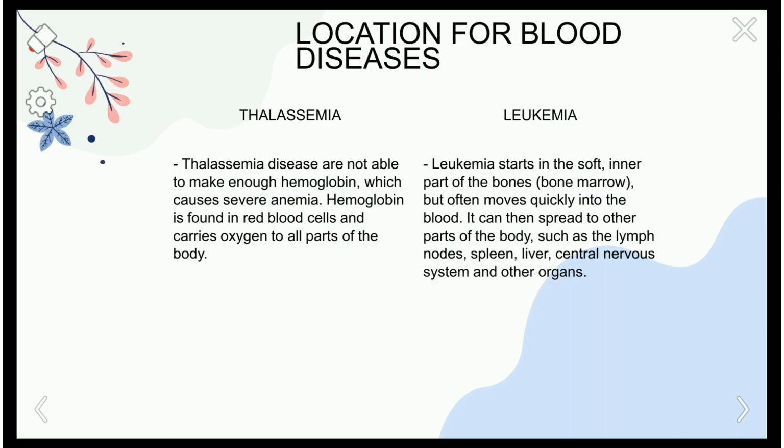Location for blood diseases. Thalassemia. People with thalassemia are not able to make enough hemoglobin, which causes severe anemia. Hemoglobin is found in red blood cells and carries oxygen to all parts of the body. Leukemia. Leukemia starts in the soft inner part of the bones, the bone marrow, but often moves quickly into the blood. It can then spread to other parts of the body such as the lymph nodes, spleen, liver, central nervous system, and other organs.